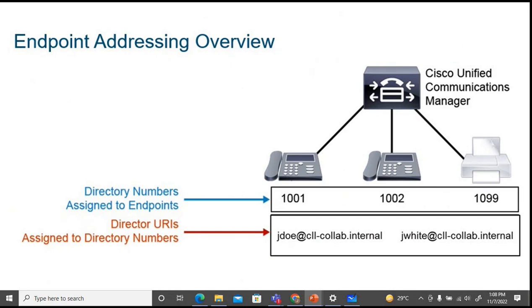Endpoint addressing. So here we can see two types of endpoint addressing. Either a directory number can be assigned to endpoints, or directory URIs. Yes, URIs can be assigned as well to the directory number. So let's say for this user, you have a directory number 1001 and a URI joe@cllcollab.internal. Similarly, for the second user, the DN is 1002 and the URI configured is jwhite@cllcollab.internal.